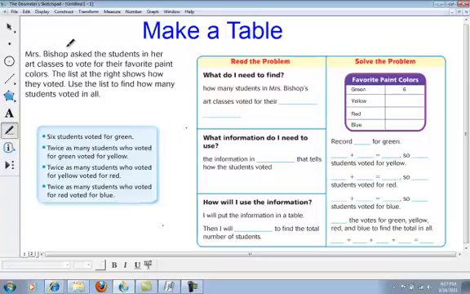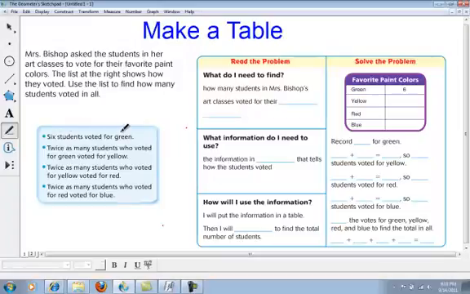Mrs. Bishop asked the students in her art classes to vote for their favorite paint colors. The list at the right shows how they voted. Use the list to find how many students voted in all. Well, our list is actually down here underneath, so let's look at our votes.